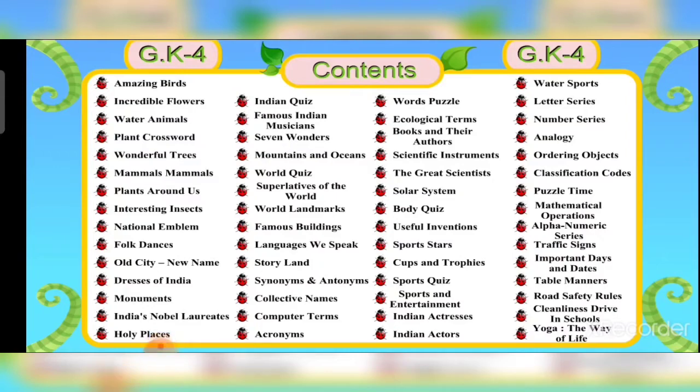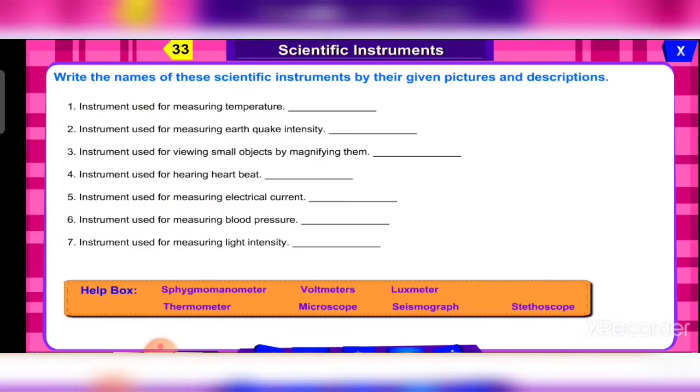Today we are going to start our chapter number 33, that is scientific instruments, and chapter number 36, that is body quiz. So let us start chapter number 33, scientific instruments. Write the names of these scientific instruments by their given pictures and description. So kids, these pictures are given in your textbook. Here we have to find out the right answer from this help box.